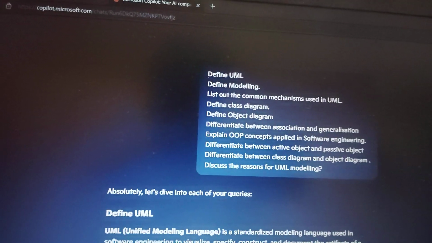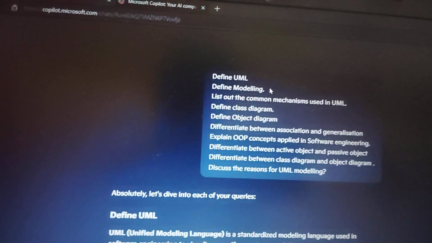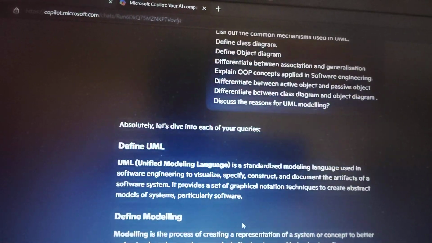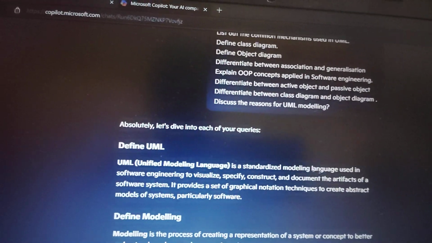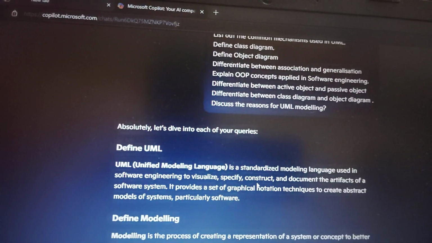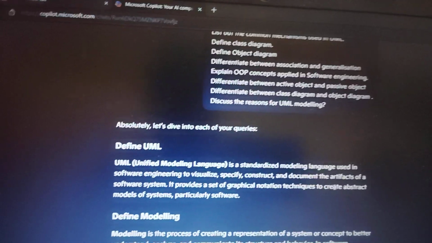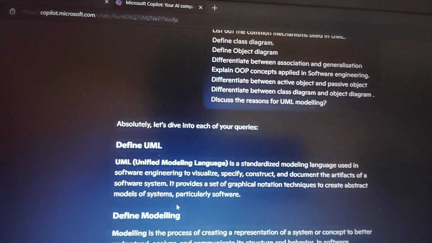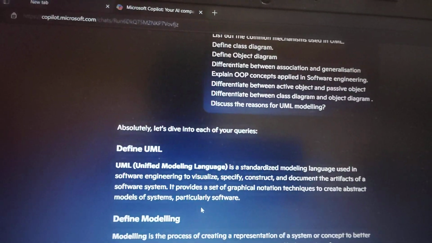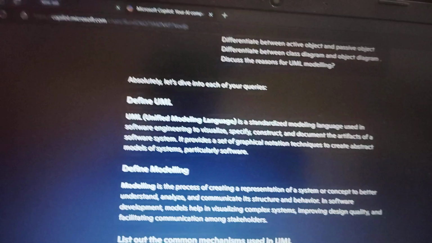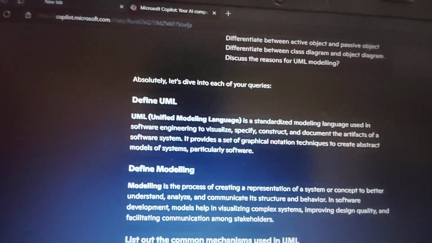Now let us explore similar questions but different answers. What is it asking? Define UML. Already we have learned Unified Modeling Language is a standard modeling language used in software to visualize, specify, construct, and document. It provides a set of graphical notation techniques used to create abstract models of systems, particularly software. Generally we can write modeling. I already told why we model: for better understanding and to communicate about complex systems.